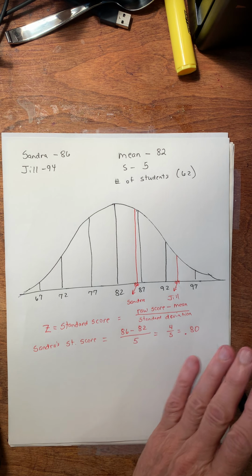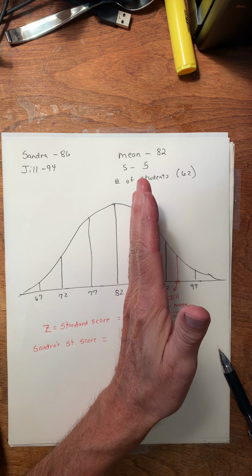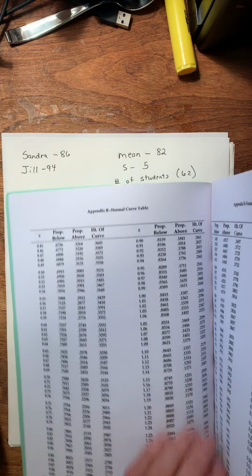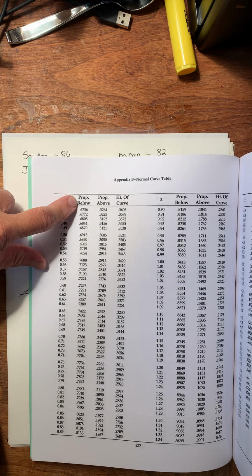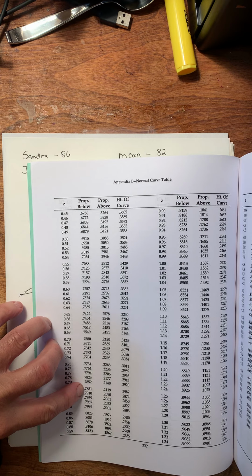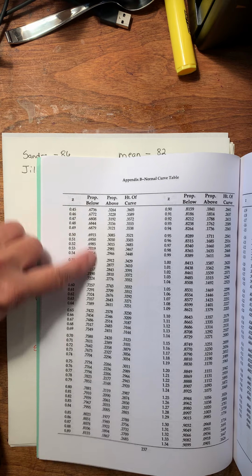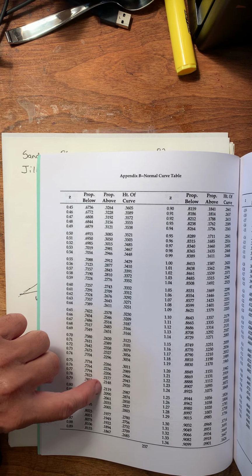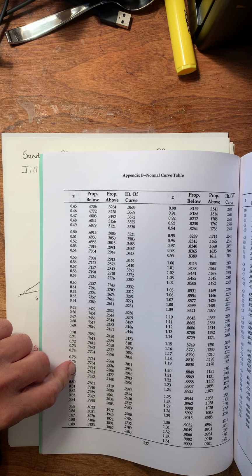Now I want to know what percentage of the people she did better than. So I want to know what's below this particular amount. So I got a 0.80, and then I look at proportion below. And below is 0.7881, it says. This is the amount below, 0.7881, and the amount above is 0.2119. These should, by the way, both add up to 1, the whole thing.